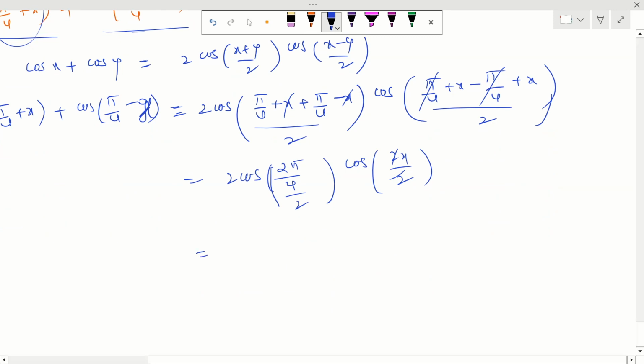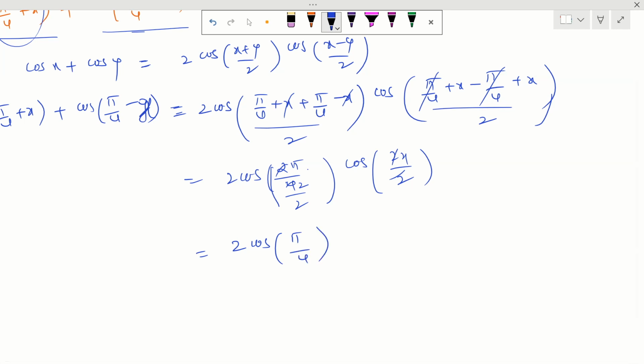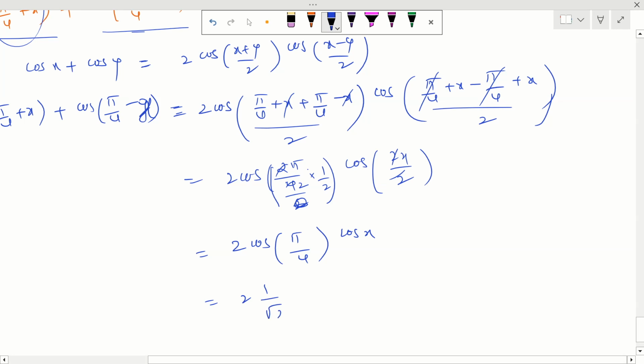And therefore, if we simplify further, 2 ones are 2, 2 twos are 4. This 2 will be 2 cos, here pi by 2, and the 2 will come to the top, so it is 1 by 2, then pi by 4. Then it is cos x. Now 2 pi by 4 is 45 degrees, so cos 45 degrees is 1 by root 2, and then the second term is cos x.